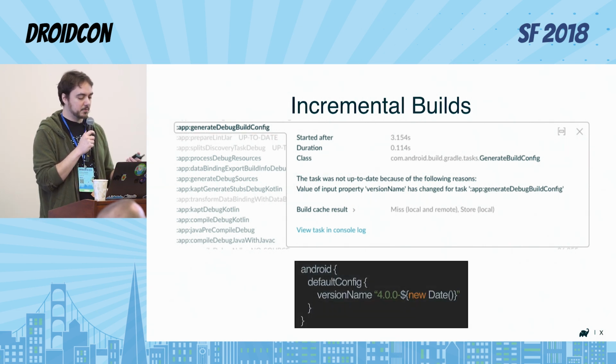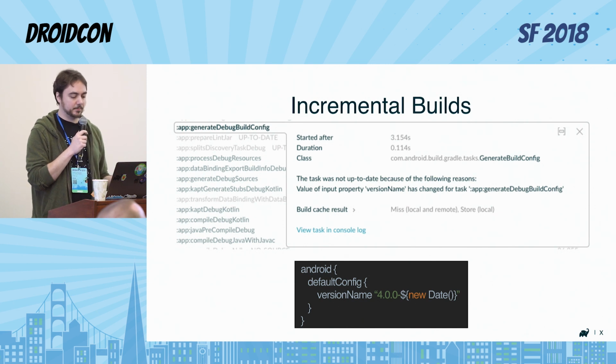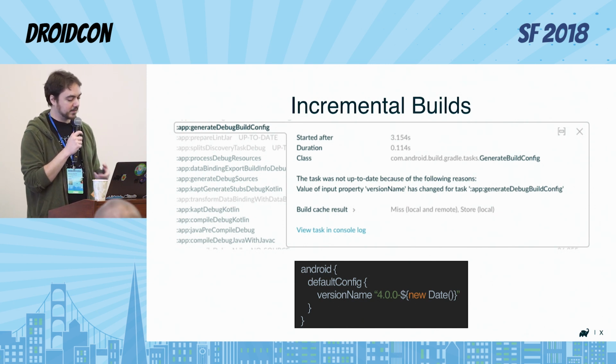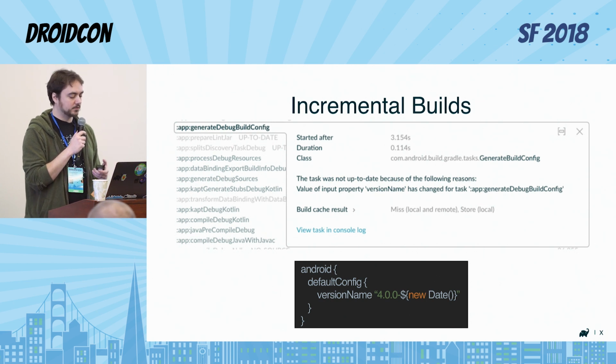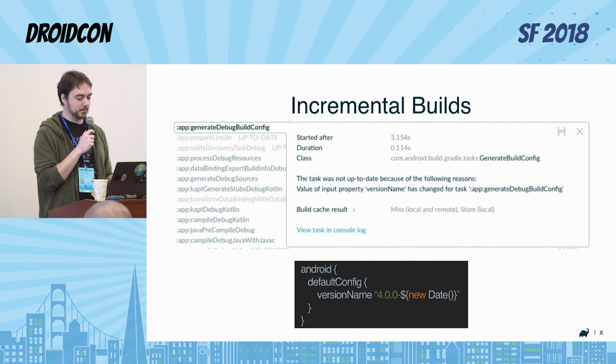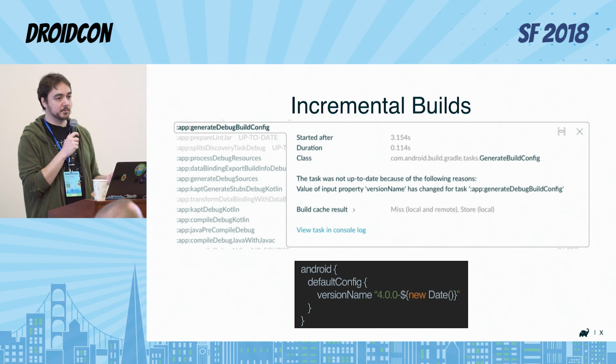What we have here is someone decided that the version name should be timestamped. Maybe they have a valid reason, but they didn't realize how bad this was from a build performance perspective. So because of this, every build is different. This completely destroys incremental builds. You shouldn't do it. Or if you must do it, do it only for release builds, not for dev builds.